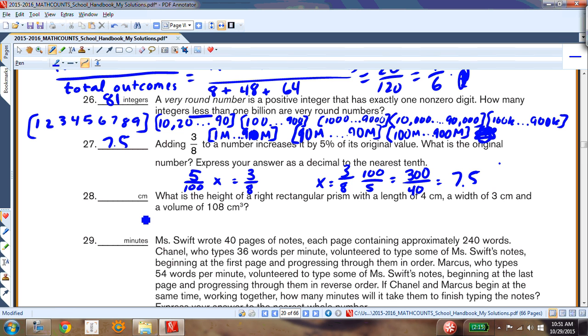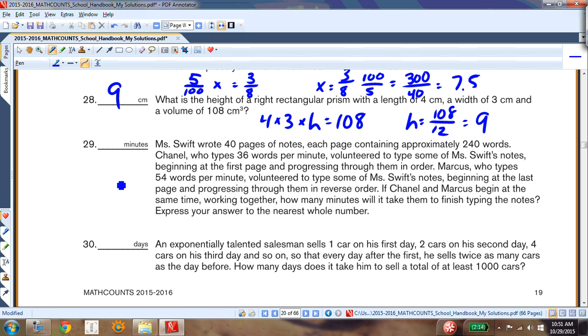What is the height of a rectangular prism with a length, width, and volume as given? Well, 4 times 3 times the height is equal to 108. So that height is 108 divided by 12. And 108 divided by 12 is 9.